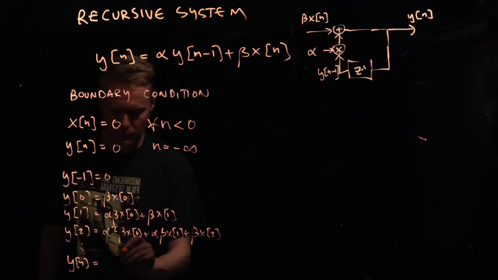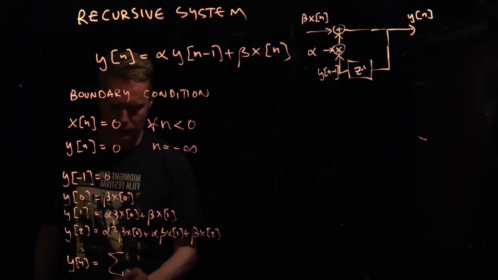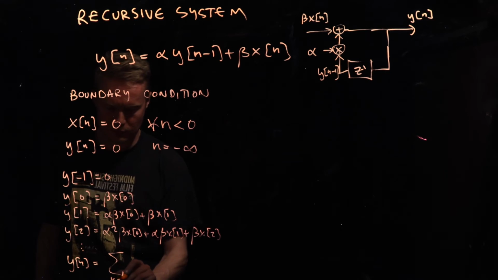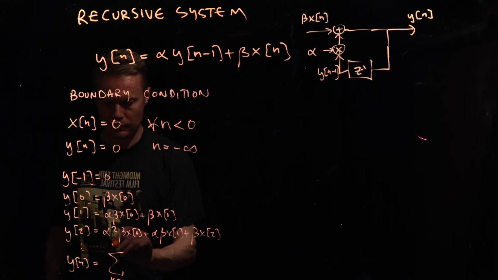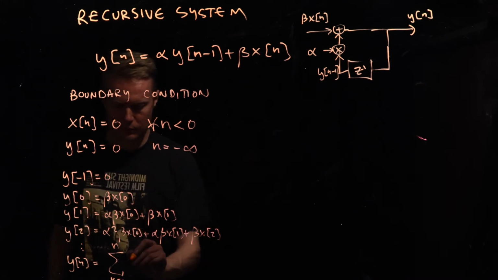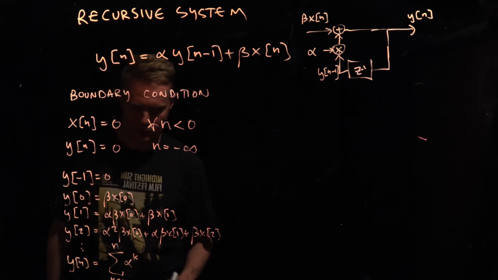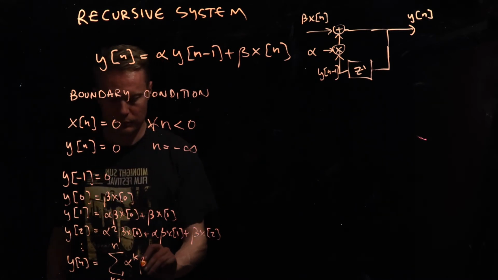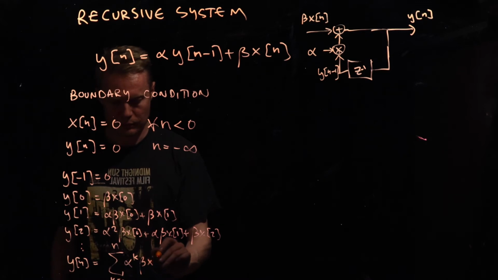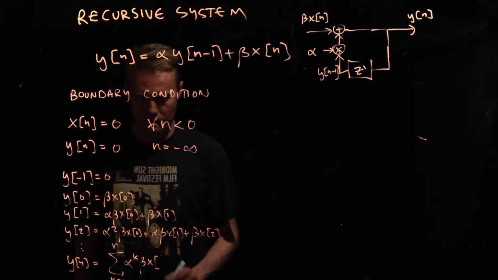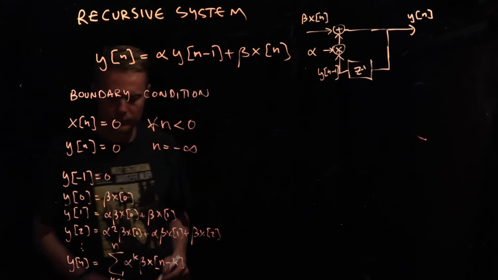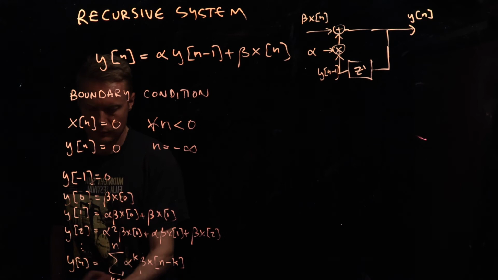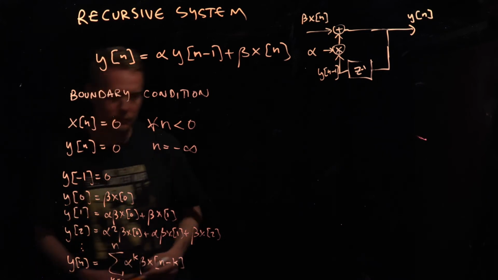Okay, and now for an arbitrary value of n, the output is going to be a sum over k from 0 to n, alpha to the power of k times beta times x, the input signal at time instant n minus k. Okay, so that's going to be the closed form solution for this recursive system.